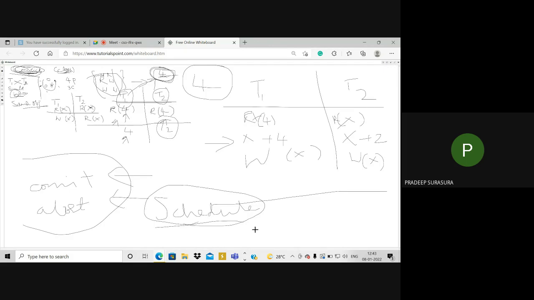Please write down: a schedule is a list of actions of transactions. Please remember what action means: it may be either a read operation or a write operation. It is a series, a list of operations. A schedule is nothing but a simple list of operations, the list of operations of transactions.